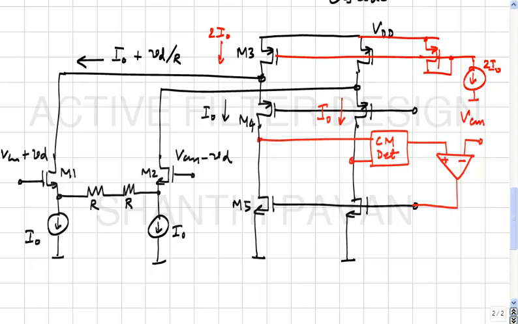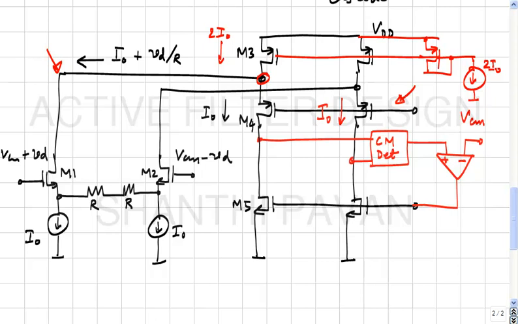Alright. What about this character? What is a reasonable value to make the quiescent voltage at the drain of M1? How should I choose the quiescent value at the drain of M1, which is also the same as the quiescent value at the source of M4 or the drain of M3? I should choose it such that M1 remains in saturation and M3 should also remain in saturation. So, what is the highest value of the quiescent voltage which will keep M1 in saturation and M3 in saturation?